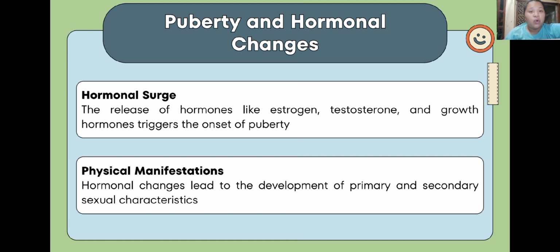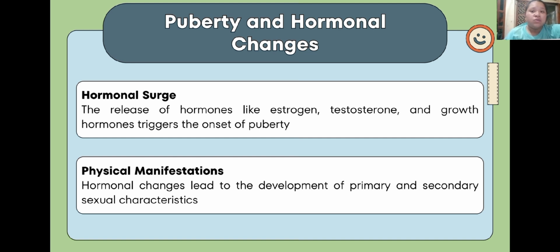First is the hormonal surge. The release of hormones like estrogen, testosterone, and growth hormones triggers the onset of puberty. These hormones help in the growth and development of the body in young people, leading to physical changes such as the growth of limbs, height, and other parts of the body.